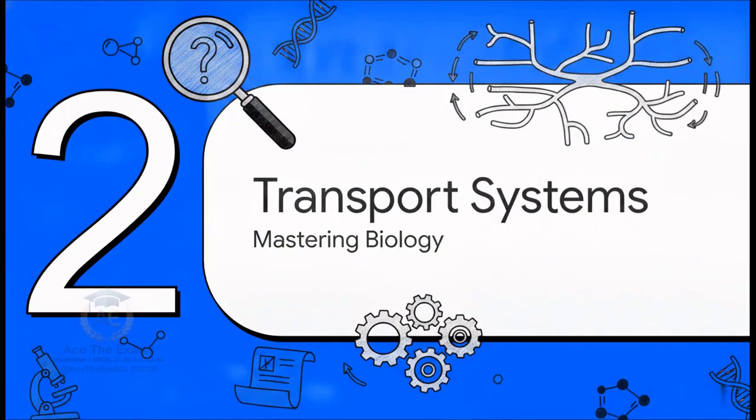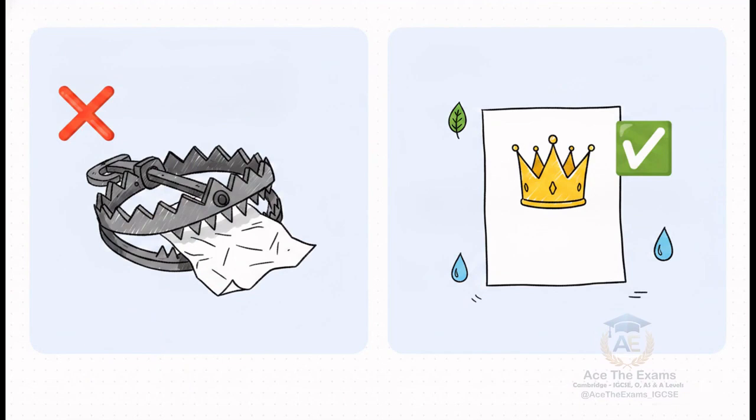Section 2, Mastering Biological Transport Systems. Now, we're going to apply our new detective framework to some of the absolute most complex mechanisms in the entire syllabus. Take a look at the difference here. On the left, you've got a flawed, generic student answer that basically just spits out textbook definitions about water movement. But on the right, the top band answer directly applies the Apoplast pathway to the very specific context given in the question, complete with exact units.